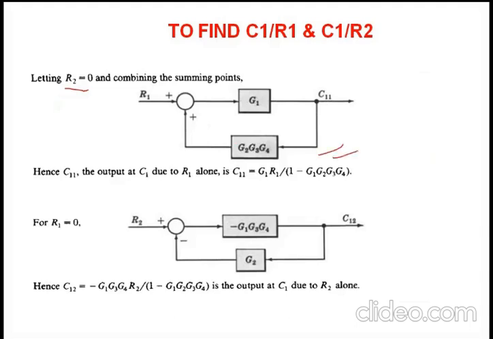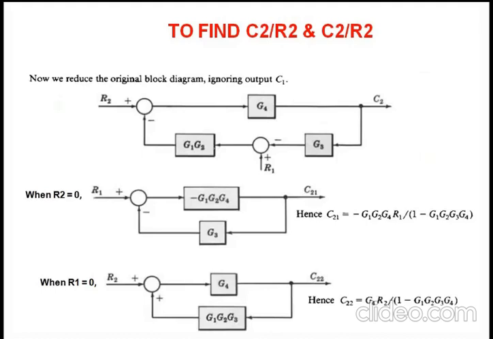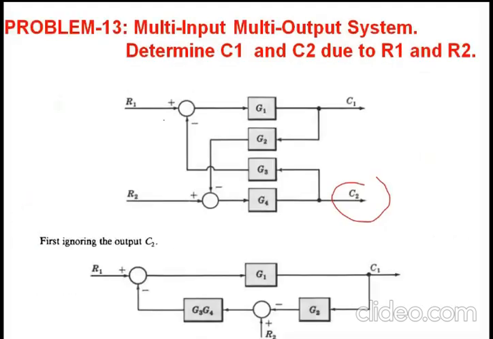The block diagram will look like this. And to find out C1 by R2, R1 should be 0. If R1 is 0, you will get the block like this. Positive feedback in here and here we will be getting negative feedback. And in the same way, to find out C2 by R2 and C2 by R1, in this given question, you need to ignore this C1. When C1 is ignored, now this combination will be G1 G2 in series towards R2.